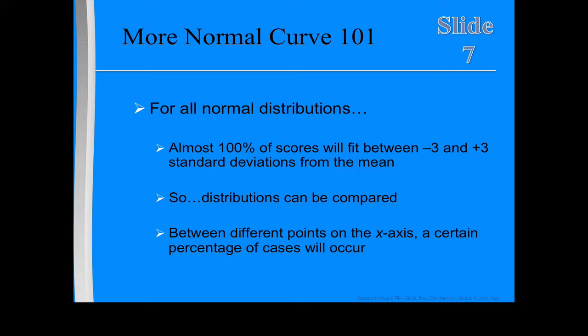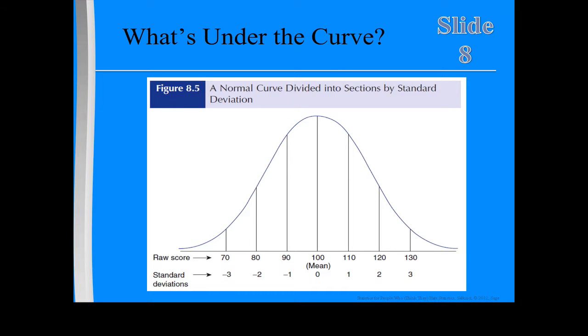The need to compare distributions led to the creation of the z-score. Let's take a look at what we're talking about. As indicated in the previous slide, almost 100% of the scores in a normal distribution will fall between -3 and +3 standard deviations away from the mean.